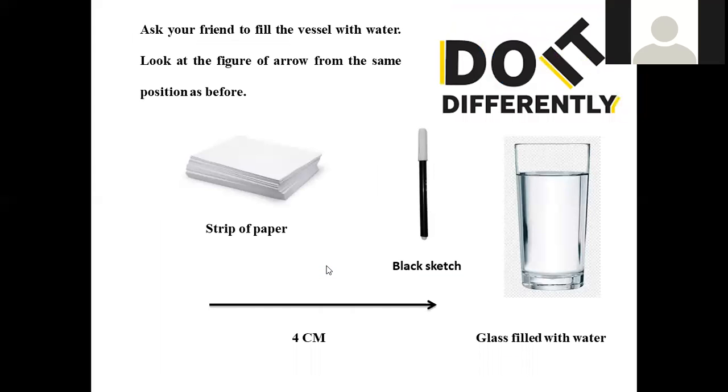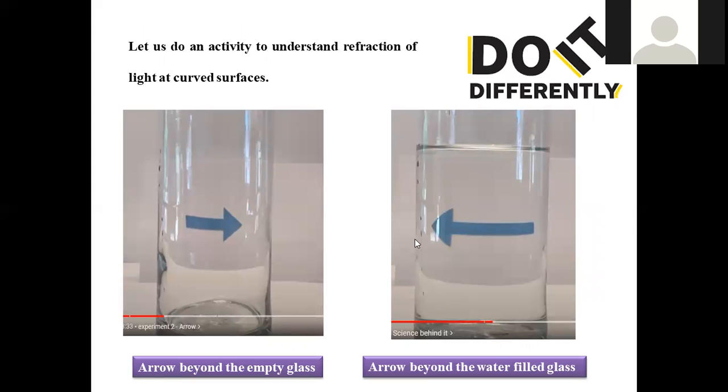So now we are going to do the same experiment in a different manner. What we are going to do is take a glass of water, and the same pencil and paper were taken. Here a 4 centimeter line was drawn on that, and we are going to observe what happens.